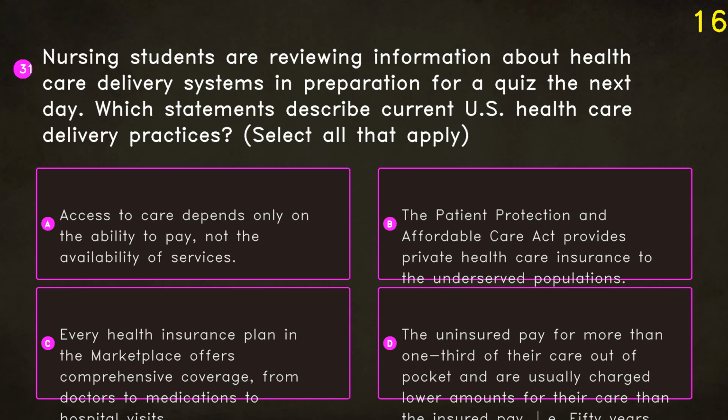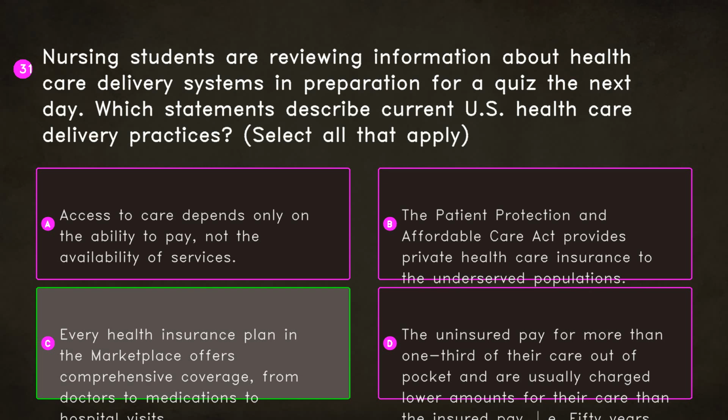D. The uninsured pay for more than one-third of their care out of pocket and are usually charged lower amounts for their care than the insured pay. E. 50 years ago, half of the doctors in America practiced primary care, but today fewer than 1 in 3 do. F. Equality of care can be defined as the right care for the right person at the right time.